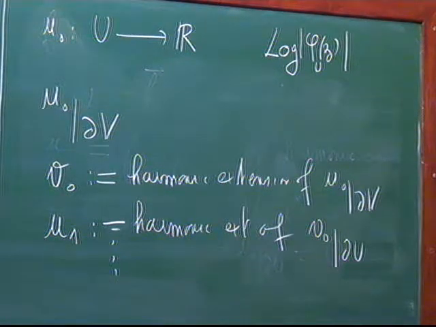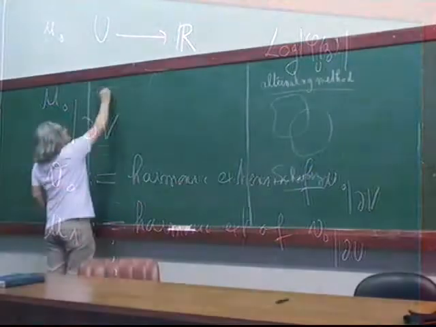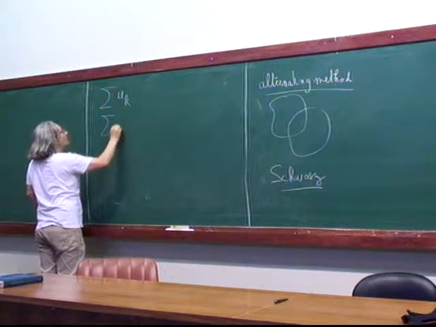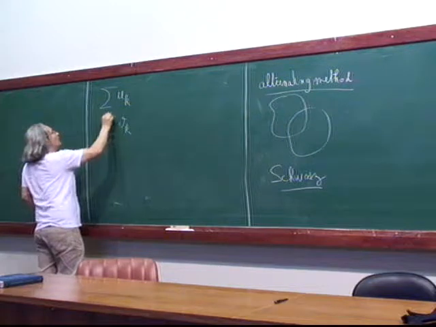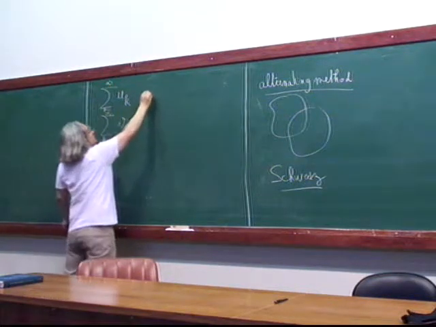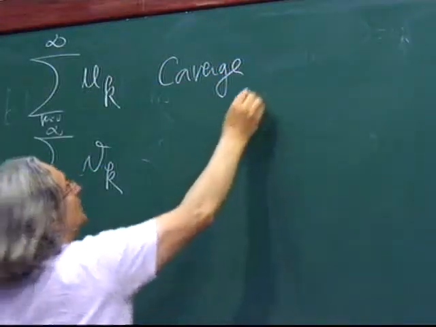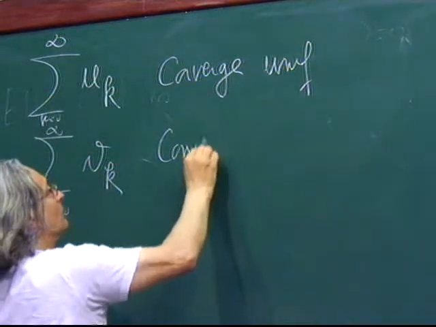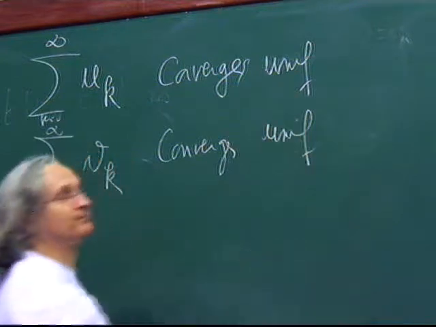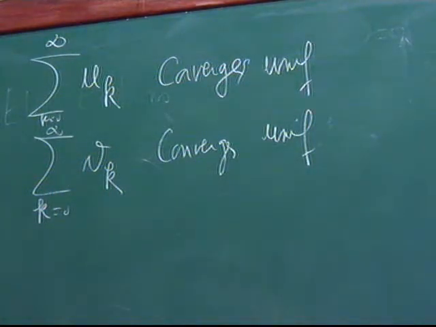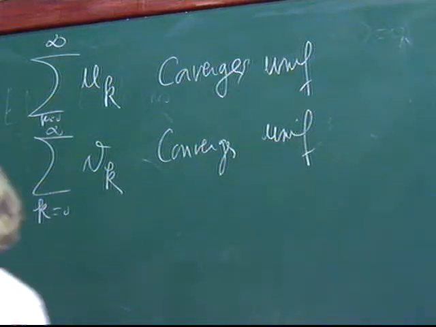Now, I'm going to show you why this is a converging procedure. What I'm going to show you, or at least sketch the proof of, is this. I claim that the series converges uniformly. So each time you do that, you get smaller and smaller functions, and I claim that this defines a converging sequence.